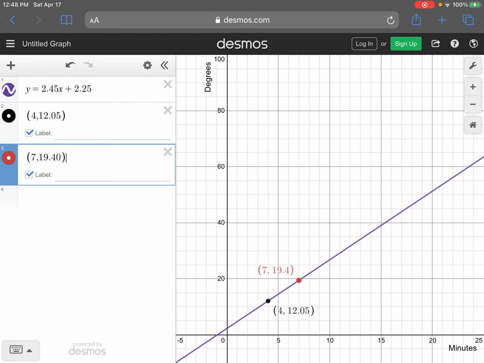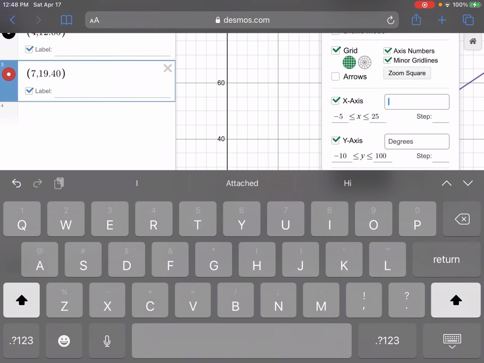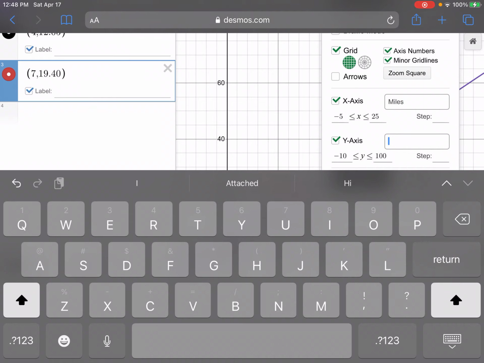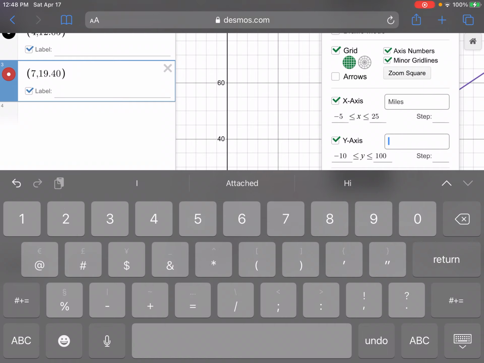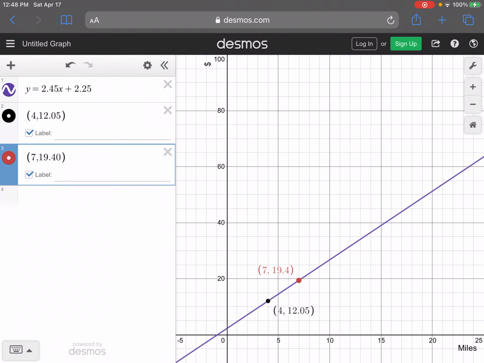Ooh, I need to change something that I didn't change. Notice how it says minutes and degrees on our graph. We need to go back over to the wrench and change this. So x was miles and y was dollars, right? So we could go find the dollar sign maybe and use that. There it is. Let's use that. And we should be good. There we go. So now you can see we have miles down on the x-axis and dollars on the y-axis. Okay, so you need to screenshot your graph and paste it into the Notability document. And so you're getting some good practice in doing this.